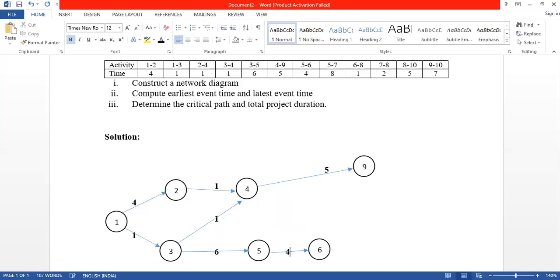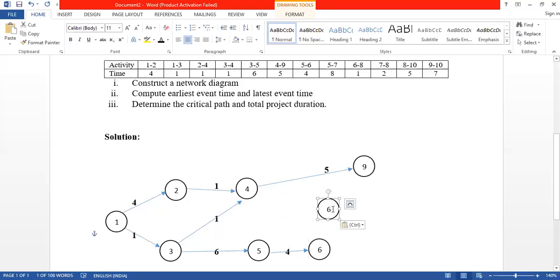Four hours of time. Now 5 is also connected to an event called 7. That means there should be another event 7, which should be connected to 5 by an activity which is taking 8 hours of time. Fine? Good. Now 6 is connected to 8.